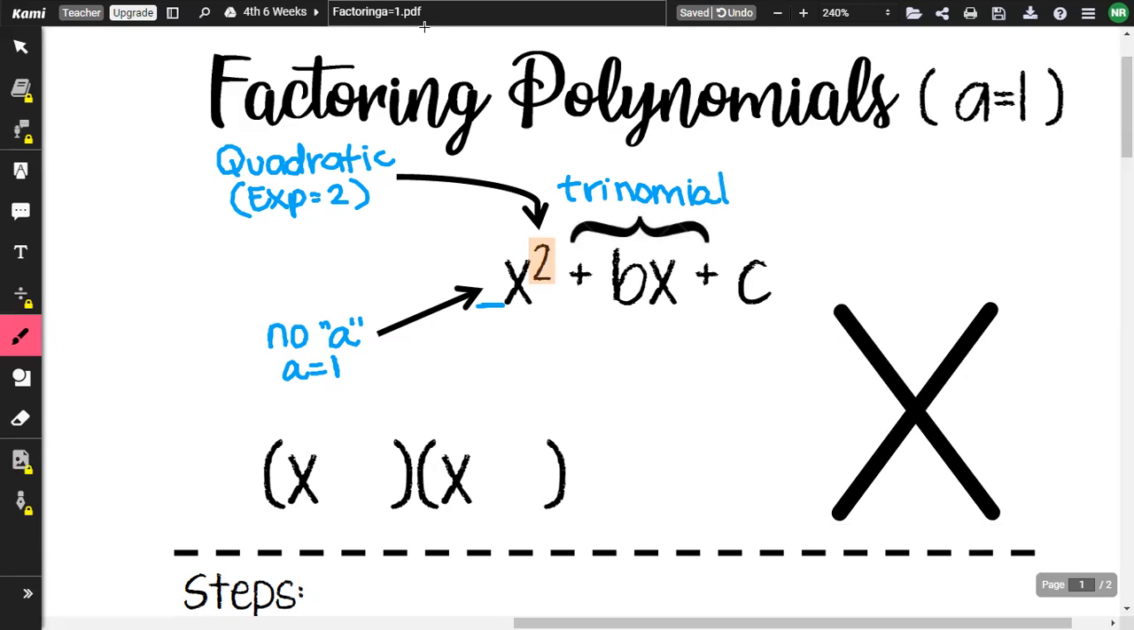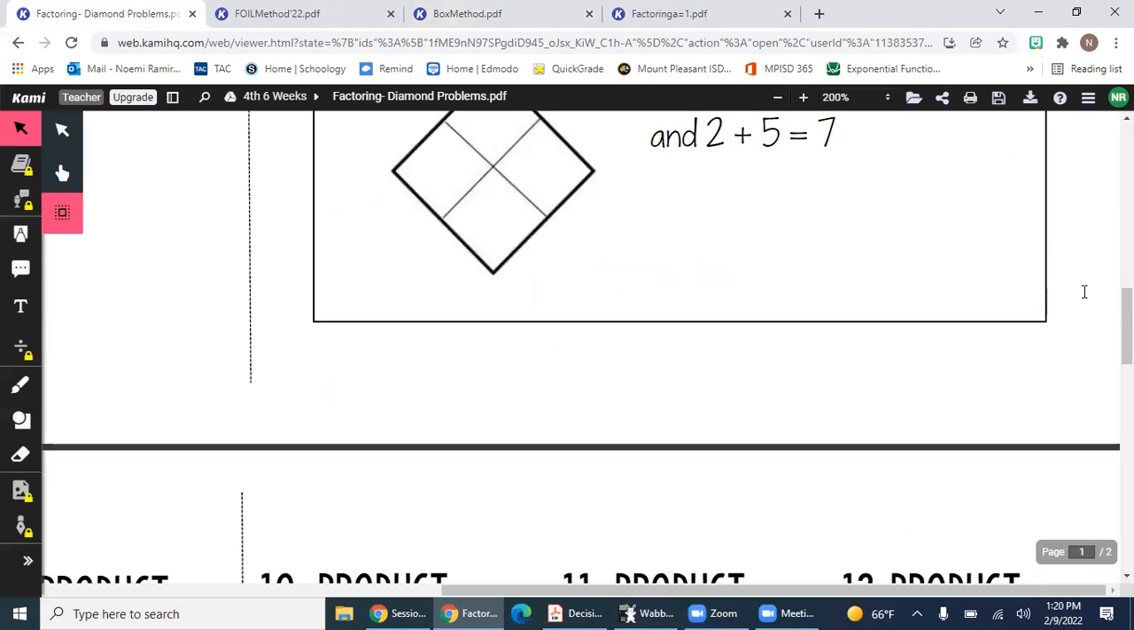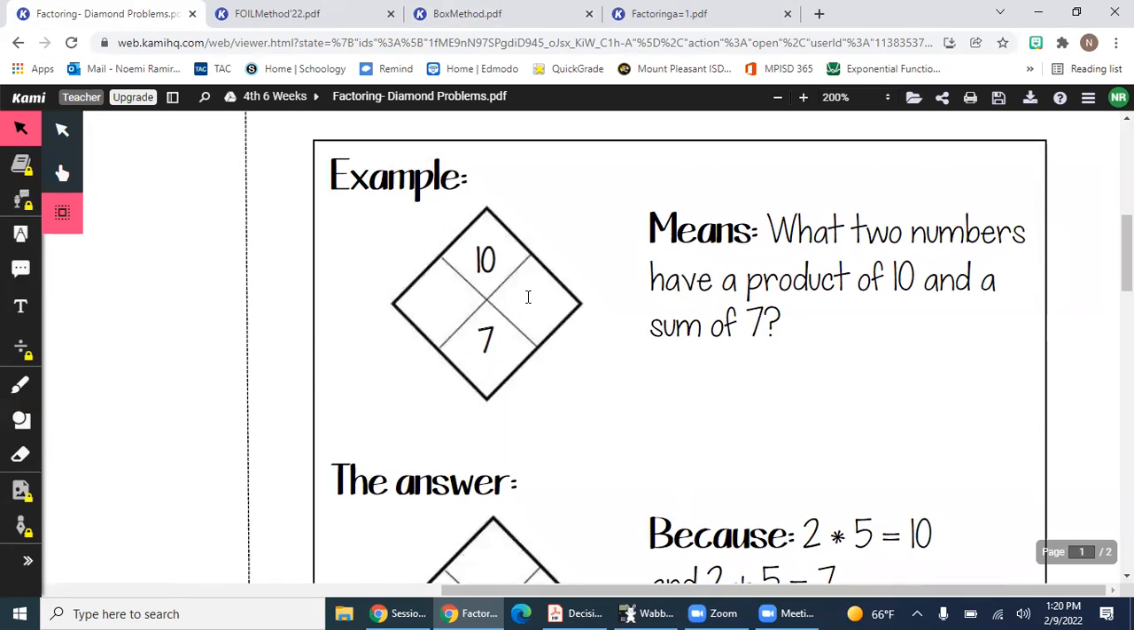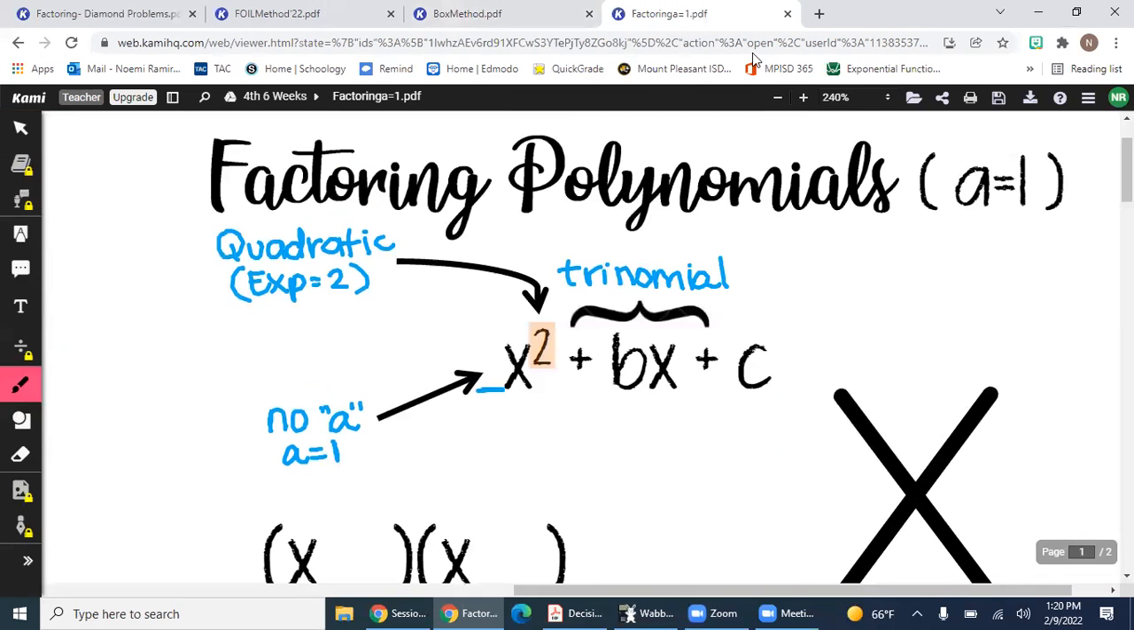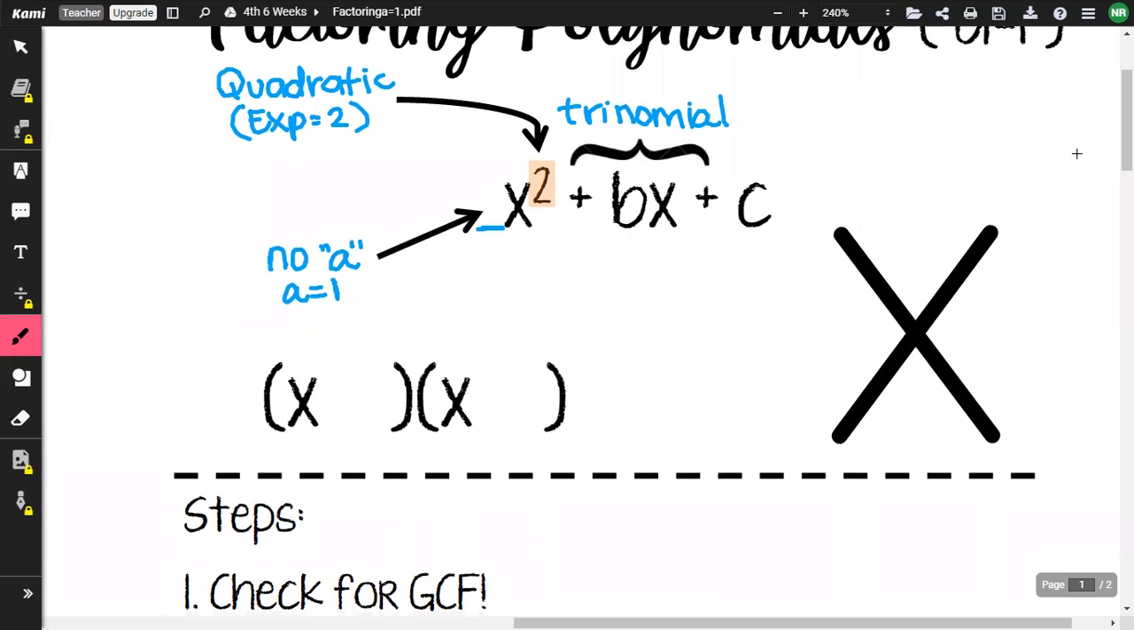Now, what I did yesterday was I gave you these diamonds. It was boxed around on yesterday's notes. Notice how we had this diamond and I actually gave you the numbers. Well, today I'm giving you the trinomial, the expression, and you're going to have to set up that diamond yourself. That is not a very difficult thing to do. You'll see in a minute. But like I said, if you're able to solve those diamonds or find the numbers that go on the side, today's going to be a breeze.